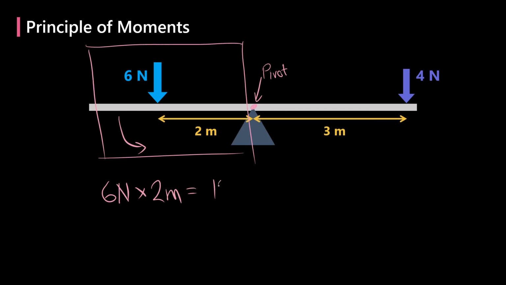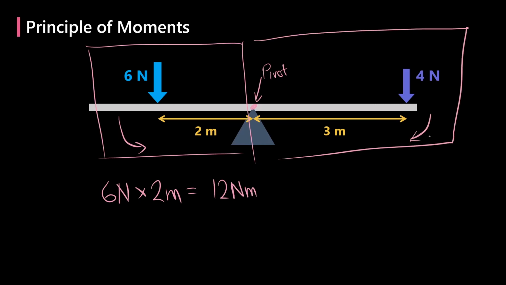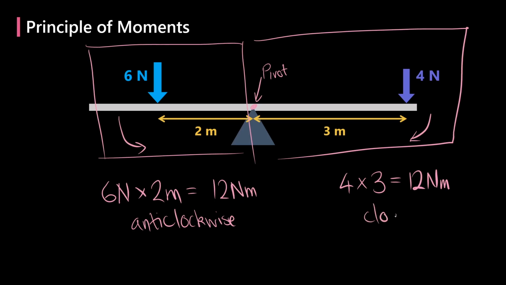Now if we do the right-hand side, we can see that the beam will want to move in a clockwise direction. The moment on this side is 4 times 3, which gives us 12 newton meters. Remember that this side is anti-clockwise and this side is clockwise. And they are both exactly the same. If we have a moment of 12 newton meters anti-clockwise and a 12 newton meter moment clockwise, we can just say that it's balanced. Both sides are equal to each other, nothing is going to happen.